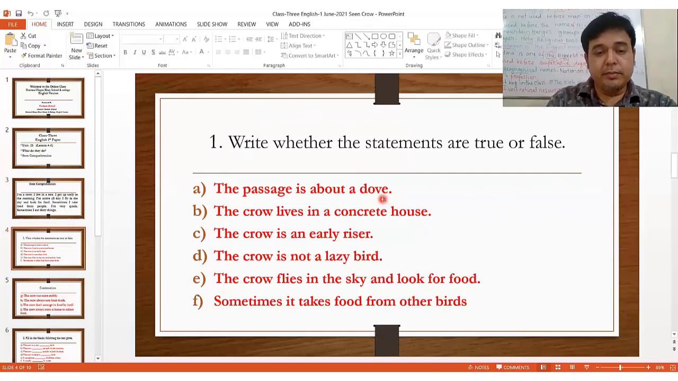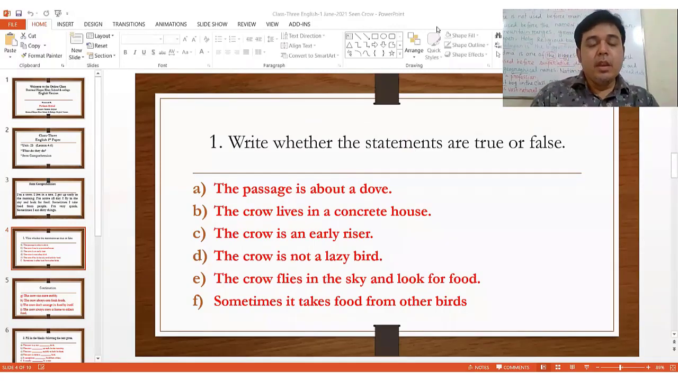Number B, the crow lives in a concrete house. That is also not true, because in the comprehension we can see that the crow lives in a tree. The crow lives in a tree. Okay, dear students, so let's watch the next one.